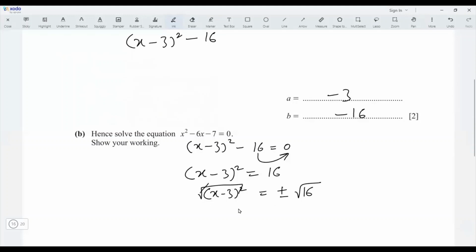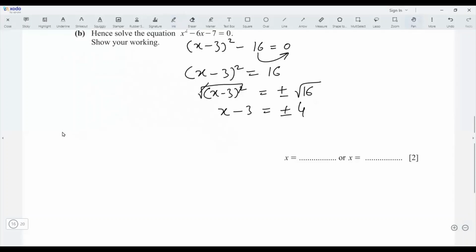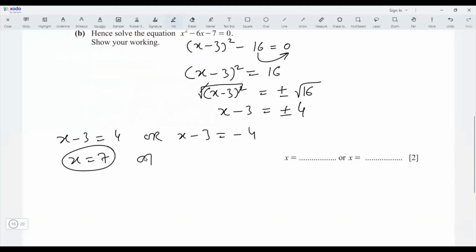So 16 is basically a perfect square. So the result is plus minus 4. One time we do it with plus and one time with negative. So x minus 3 equals 4, or x minus 3 equals negative 4. Bringing that 3 to the other side, it gives 7. And what about this? Bringing that 3 to the other side, minus 4 plus 3 is minus 1. So these two are the answers. It is 7 and it is minus 1. This is the completing the square method from the previous part, applied here for solving.